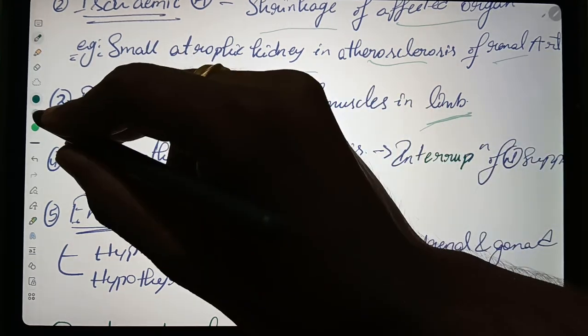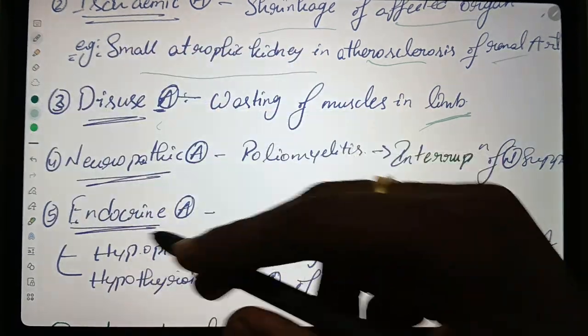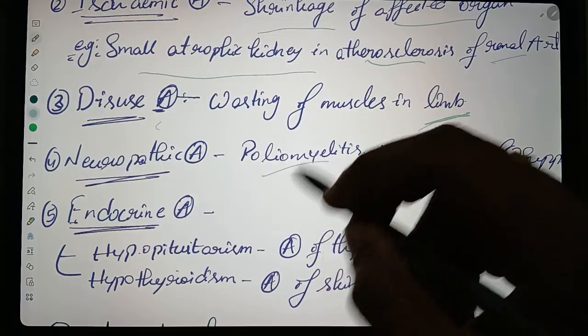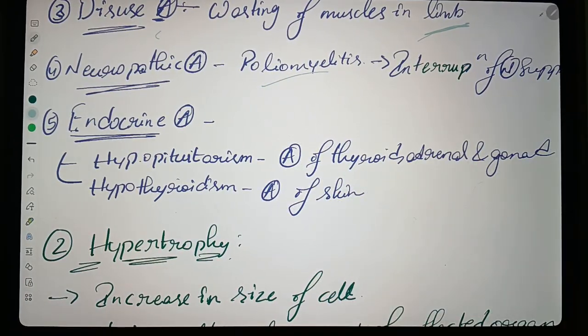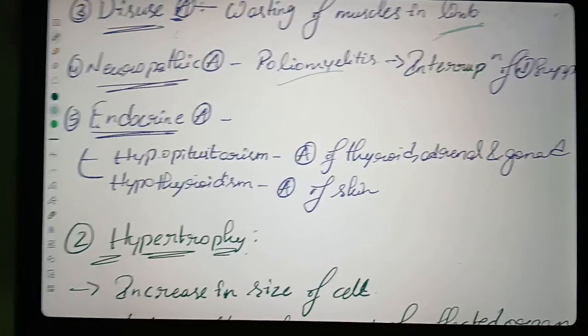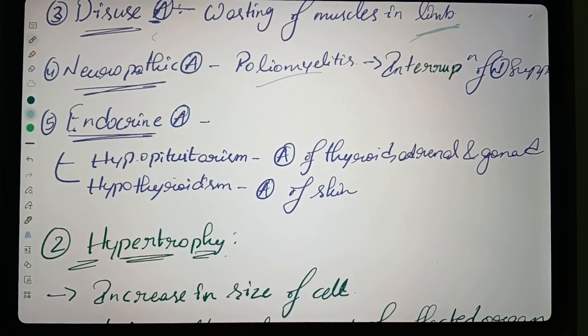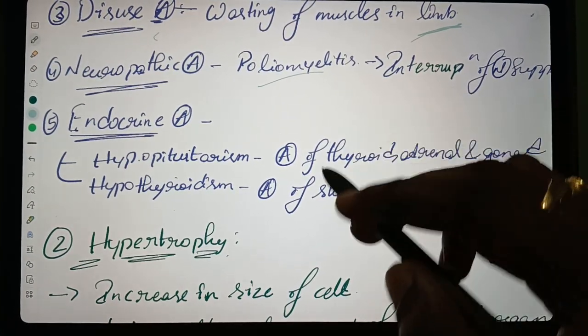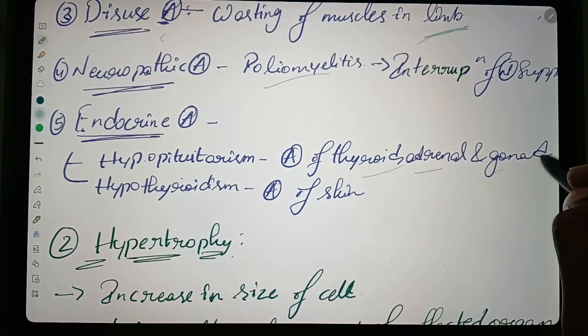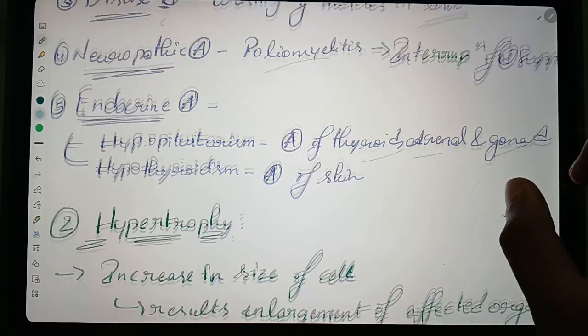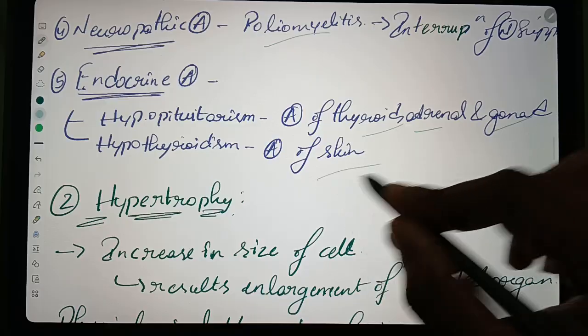There will be interruption in the nerve supply, for example in poliomyelitis, polio. In endocrine atrophy, there is hypopituitarism and hypothyroidism. In hypopituitarism, there is atrophy of the thyroid gland, adrenal, and gonads.